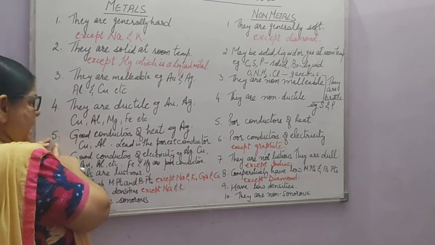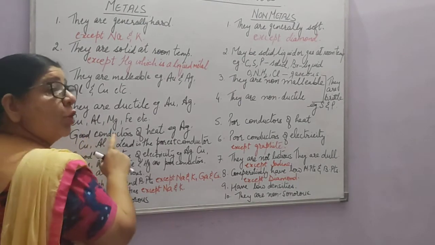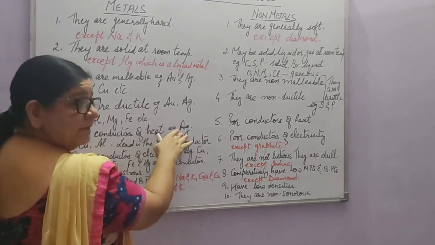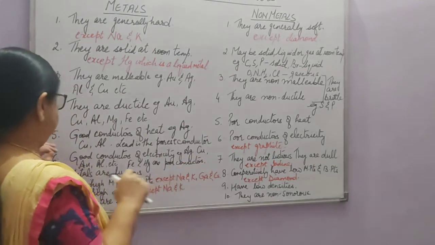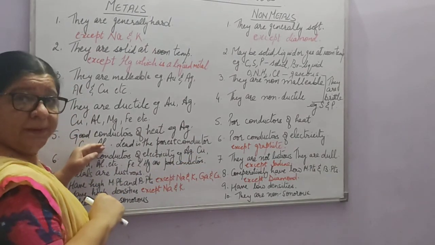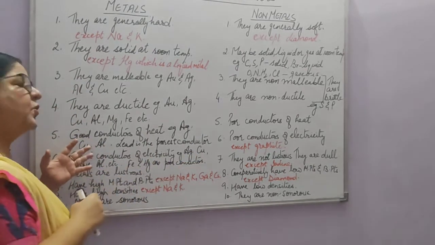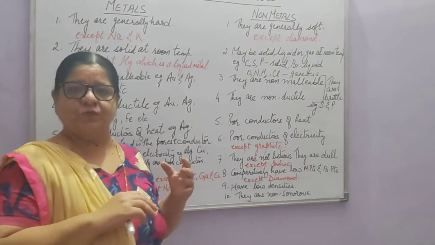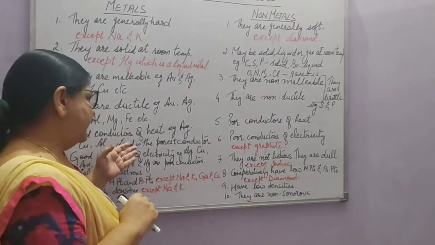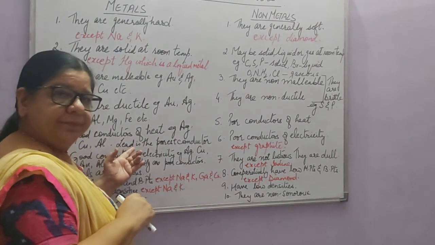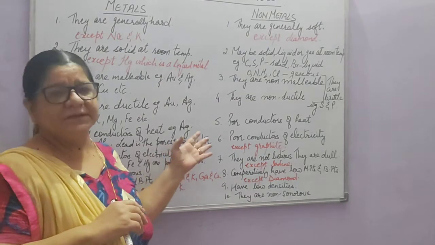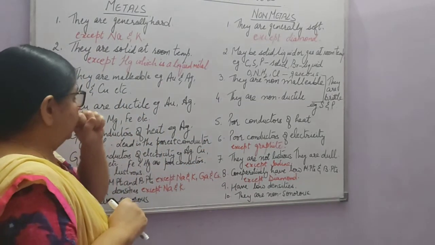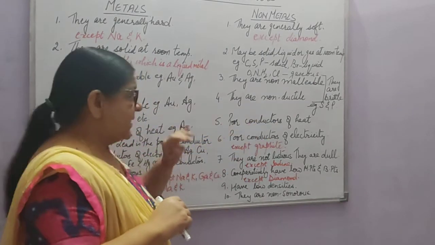Next, fifth property is metals are good conductors of heat, like silver, that is the best conductor of heat. Then copper, aluminium, all these metals, they are good conductors of heat, that is they allow the electric current to pass through them, right? But here the exception is lead. Lead is the poorest conductor of heat in case of metals. Non-metals, they are poor conductors of heat.